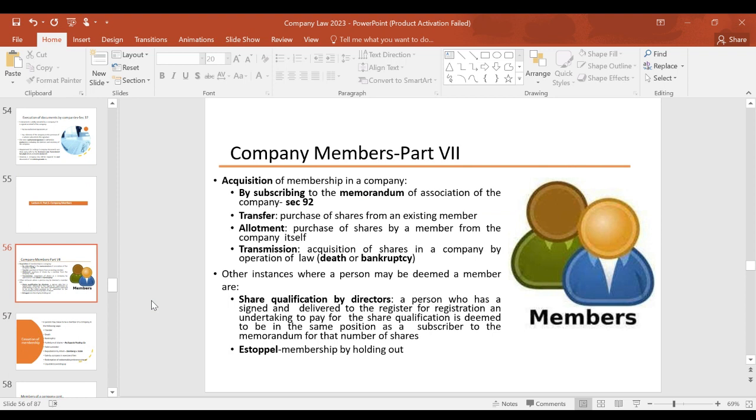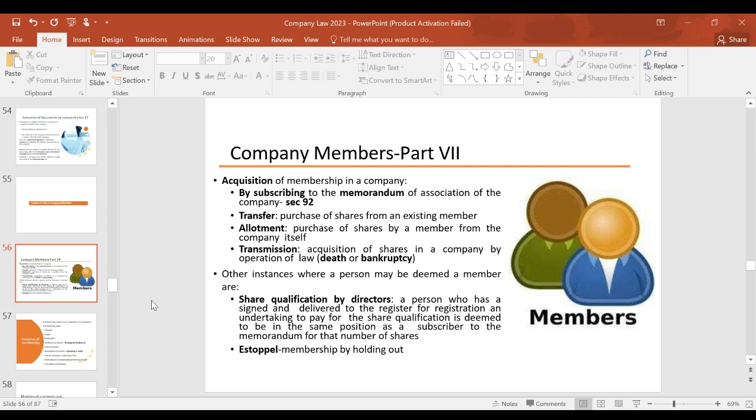One can also become a member of a company through the transfer of shares. So if you buy shares from an existing member, you also acquire the membership of that company. One can also acquire membership through allotment of shares, and this is where the company allots shares or puts shares on sale when they want to raise capital through share subscription. So they can allot the shares as part of their share capital, and those who purchase those shares and did not initially have a shareholding in that company then become members of that company upon buying those shares after they have been allotted by the company.